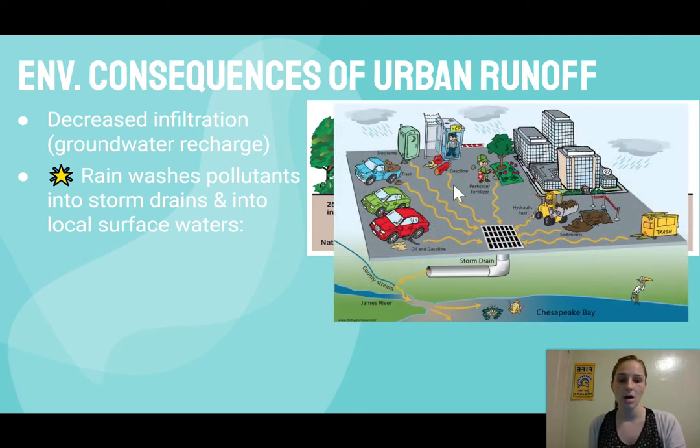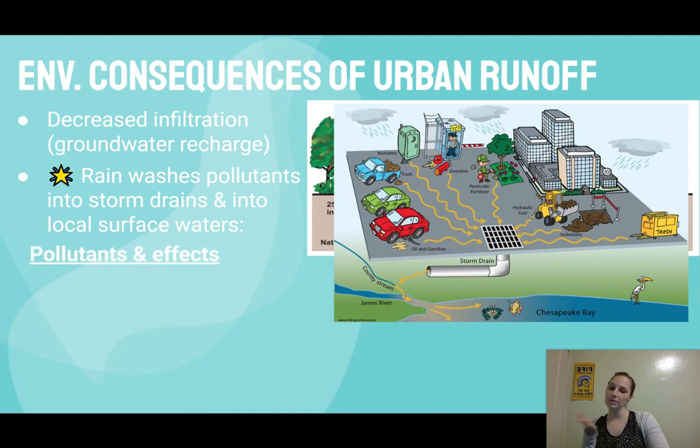So if you look here, all the different things that could come from an urban area go straight down the drain, straight into the local water. In this picture, it's the Chesapeake Bay. In our area, it's like the Puget Sound and the ocean. So we're going to talk about some of these pollutants and the effects that they can have.